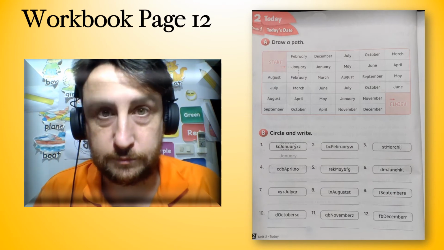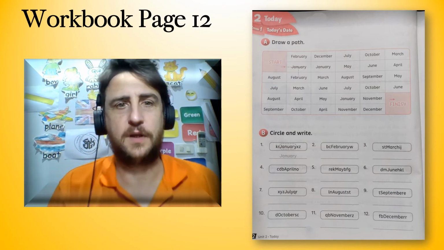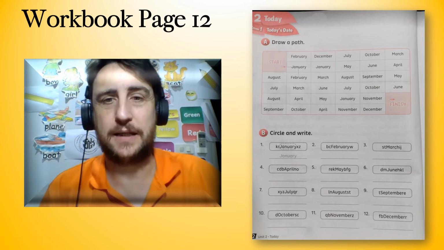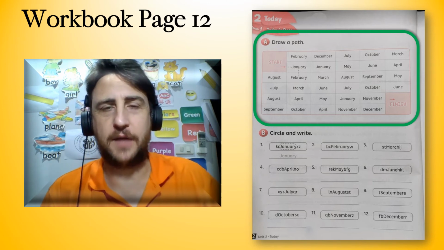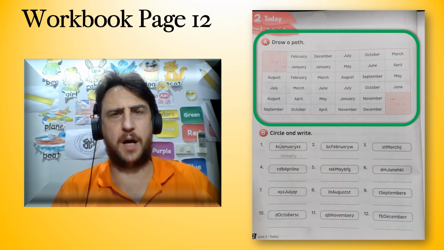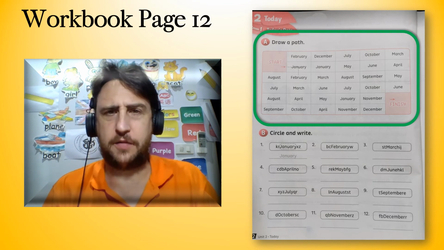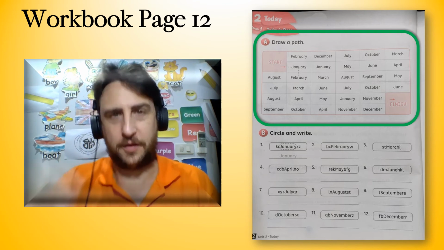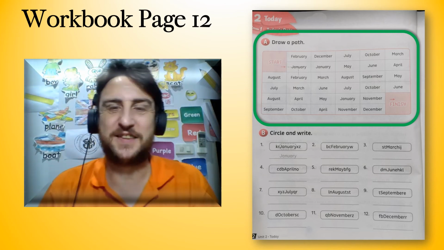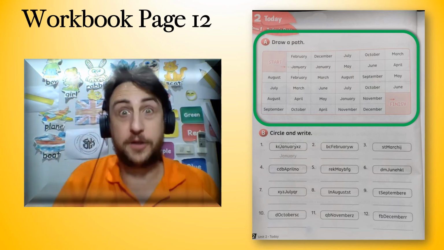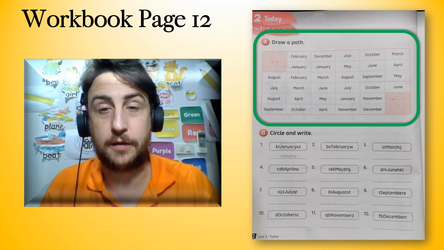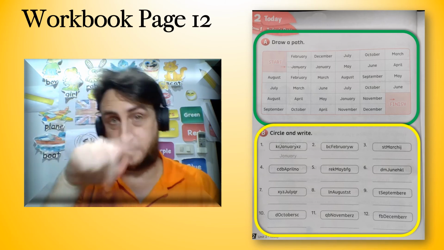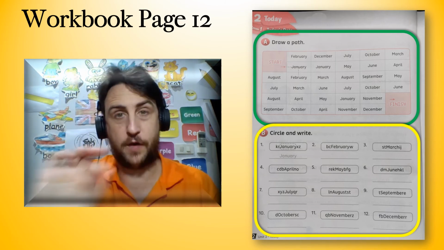Okay. This is your homework. This is workbook page 12. Workbook page 12 has an A and a B. Here is A. A is draw a path. A path. What is a path? Path. Tang dern. Where you walk. So you need to draw a path. Where do you go? You need to put it here. So part A is draw a path. Part B is circle and write.